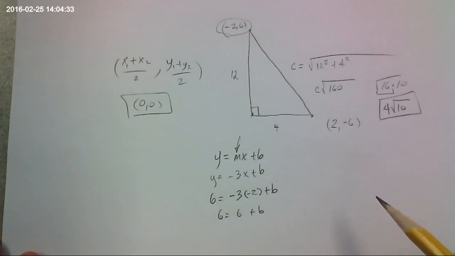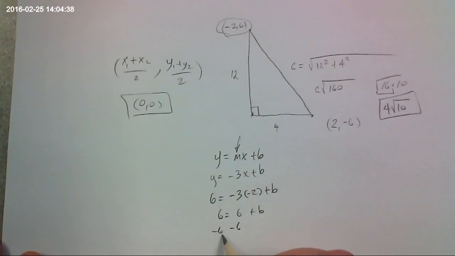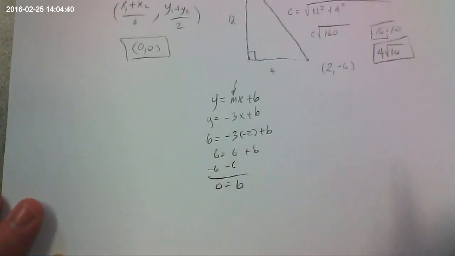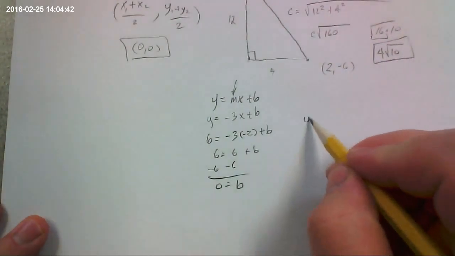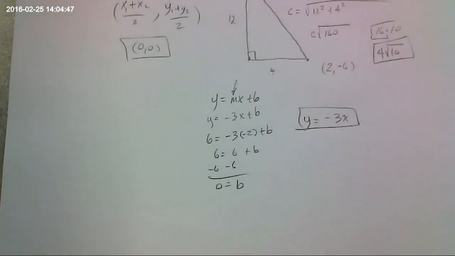Do you see that? The only way 6 can equal 6 is if you add 0 to it. Or if you want to go ahead and do your steps, you could do that. So, your equation is y equals negative 3x. Who got that right? Yeah? Okay. Other questions then? No?